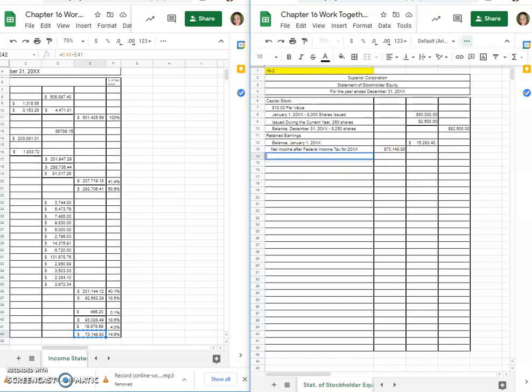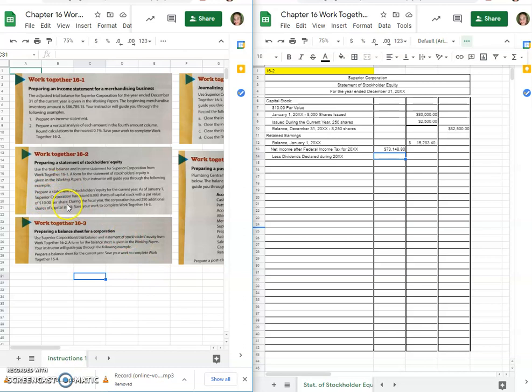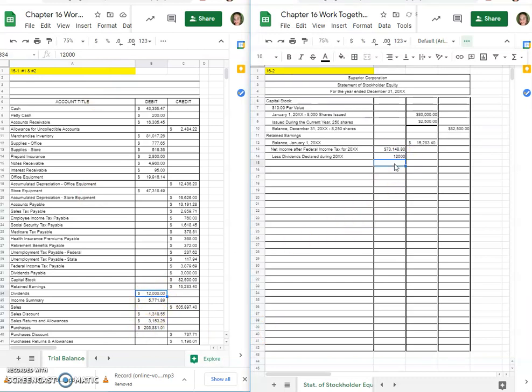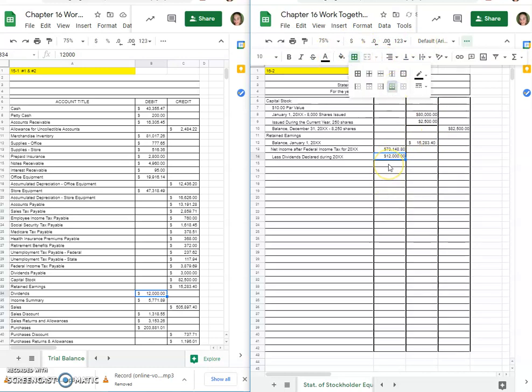We need to subtract dividends declared during the year. And let's see if our problem has anything to tell us about dividends. So the dividends number that we'd be looking for, we'd find back on our trial balance. We have 12,000 is the current amount there. So we'll go ahead and put the 12,000 over here in our statement of stockholders' equity. And then we'll do a bold line to signify that we'll be subtracting.